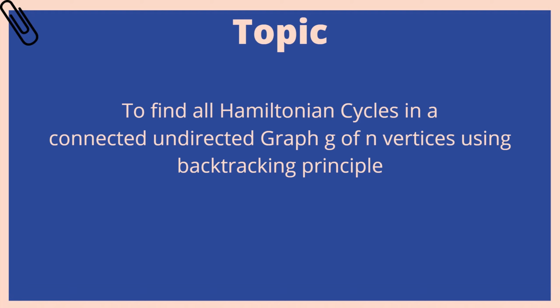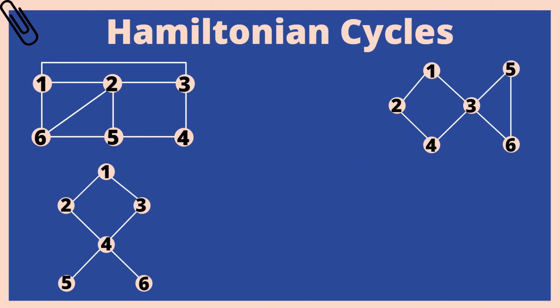So the topic is to find all Hamiltonian cycles in a connected undirected graph G of n vertices using the backtracking principle. So let us first know what a Hamiltonian cycle is. For a given connected graph, in a Hamiltonian cycle we have to visit each and every vertex only once and return to the vertex from where we started.